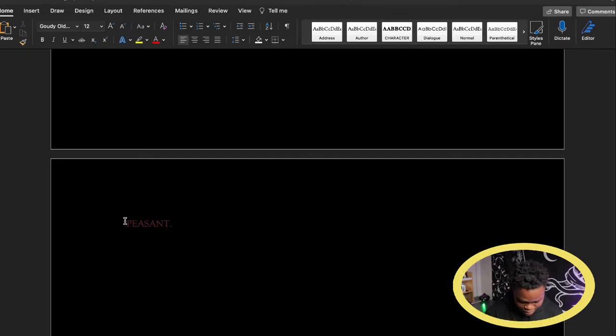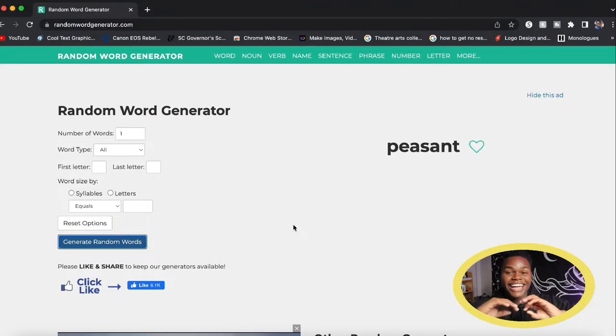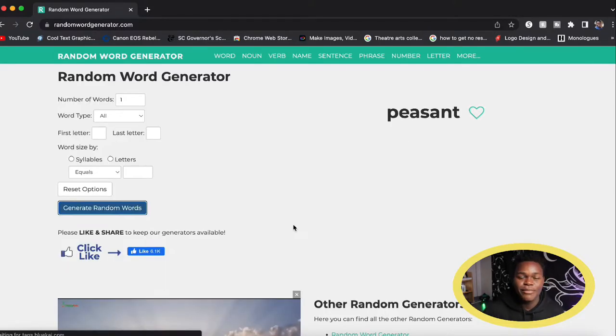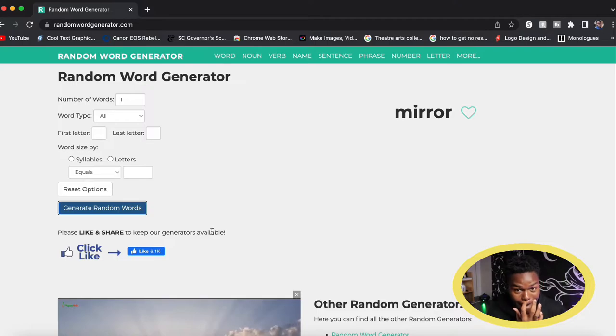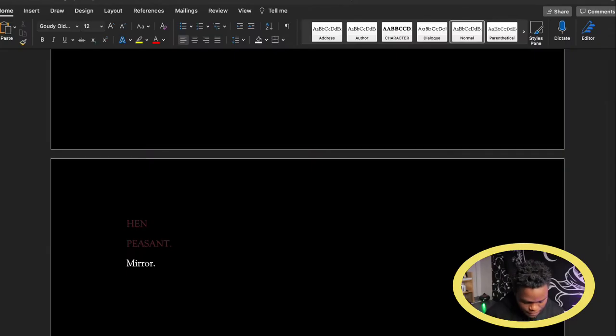So we have the title is Hen. We have peasant. And we have a third word. This third word can either be the greatest gift on the planet Earth, or it could be the worst possible thing that could happen in this moment. Mirror. Okay. Hen, peasant, mirror. That's what we have.